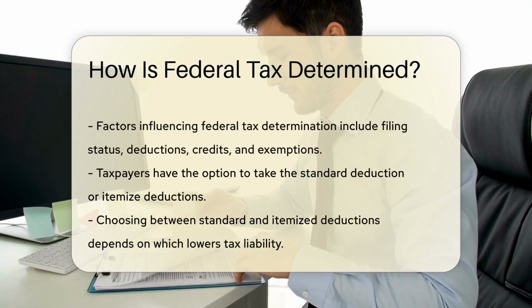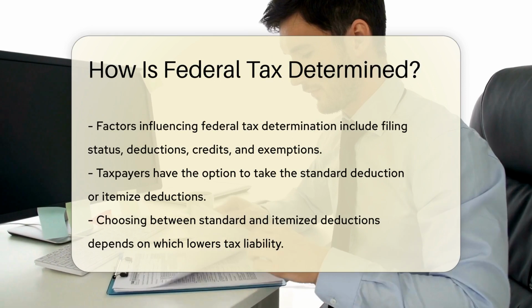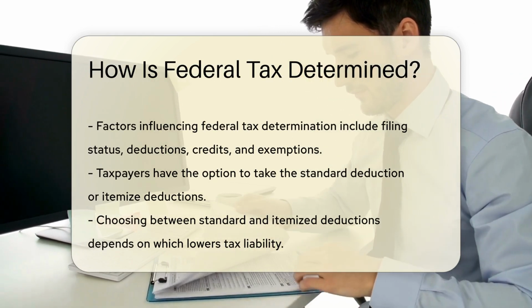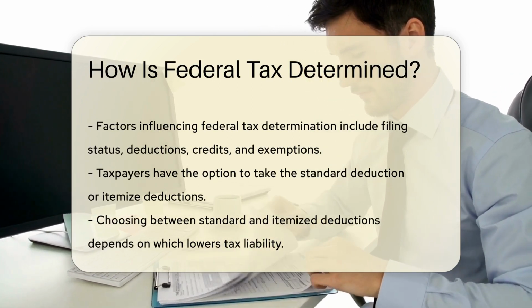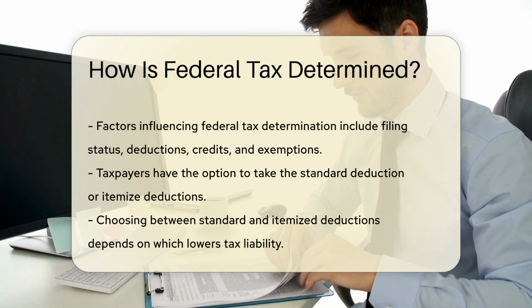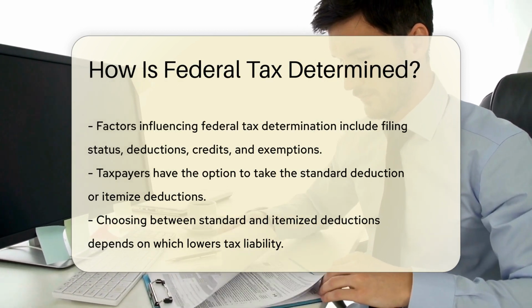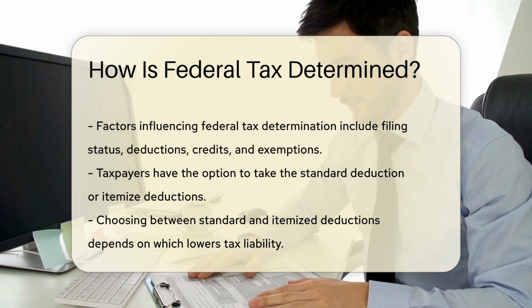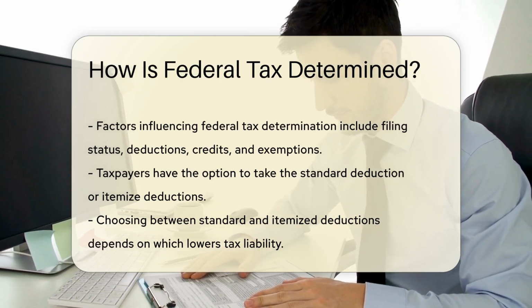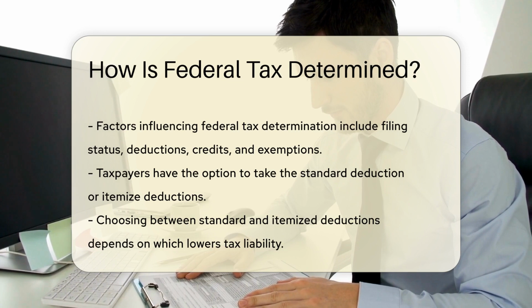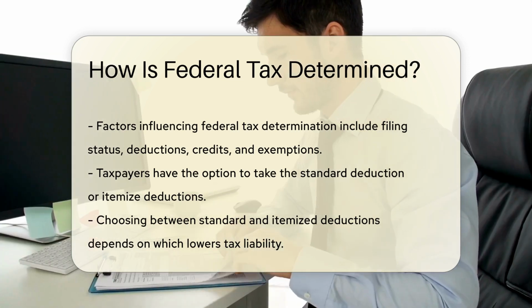Various factors influence federal tax determination, including filing status, deductions, credits, and exemptions. Taxpayers can choose to take the standard deduction or itemized deductions, depending on which option results in a lower tax liability. Tax credits can also reduce the amount of tax owed, providing additional savings for eligible individuals.